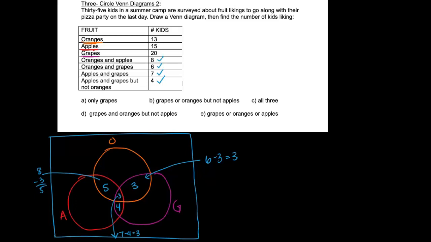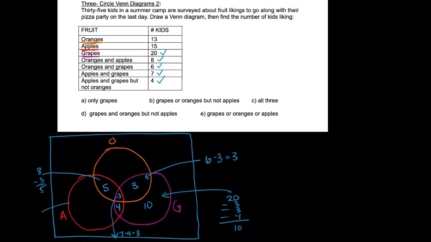Okay, now I'm going to move up to the bigger ones. So grape, I should have 20 all together in the circle. So to find what goes here, I'm going to take 20 and subtract 3, and subtract 4, which are all of these numbers right here. And if I do that subtraction, I end up getting 10. And I can always reverse it by adding them up. 10 plus 3 is 13, plus 3 is 16, plus 4 is 20. And that's a good double check that I'm on the right track, because 20 is the number of kids that like grapes.